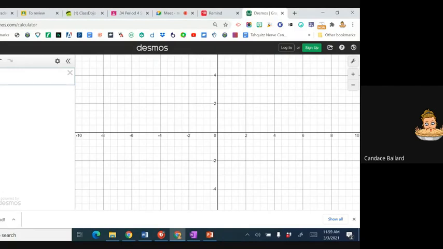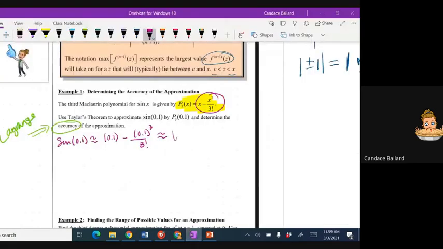So 0.1 minus 0.1 to the third divided by 3 factorial. Oh, 3 factorial. There we go. So 0.0998333333. I missed a 0. 0.09983333. I totally keep messing it up. 3333, whatever.